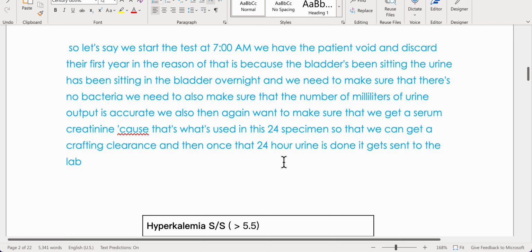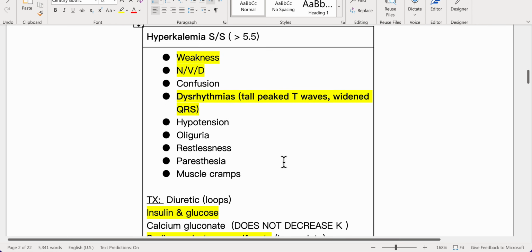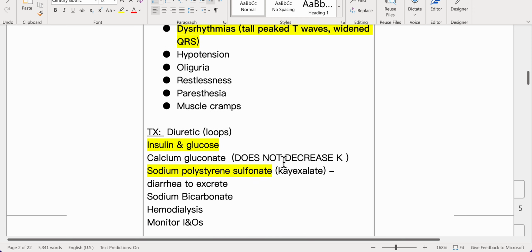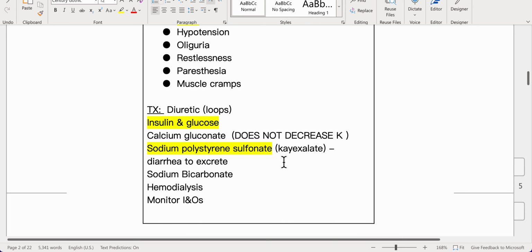Hyperkalemia S/S: greater than 5.5. Weakness. N/V/D. Confusion. Dysrhythmias, tall peaked T waves, widened QRS. Hypotension. Oliguria. Restlessness. Paresthesia. Muscle cramps. TX: diuretic, loops. Insulin and glucose. Calcium gluconate does not decrease K. Sodium polystyrene sulfonate, Kayexalate, diarrhea to excrete. Sodium bicarbonate. Hemodialysis. Monitor INOS.